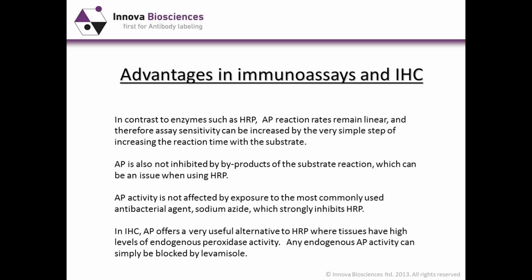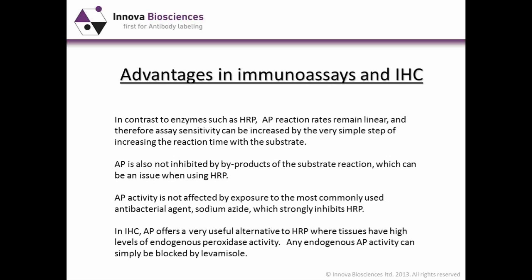Just like to take a slide to think about some of the advantages of alkaline phosphatase in immunoassays and in immunohistology. In contrast to enzymes such as horseradish peroxidase, alkaline phosphatase reaction rates actually remain linear over a long period, and therefore you can very easily increase assay sensitivity purely by the very simple step of increasing the reaction time with the substrate.